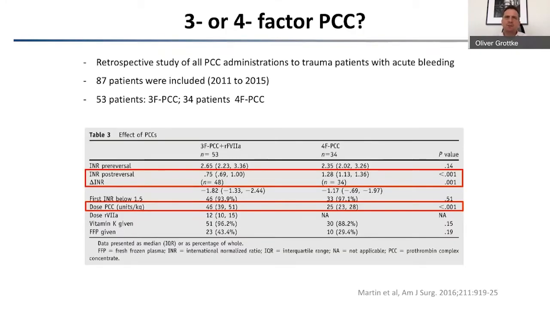So this is an older study, a retrospective analysis following a trauma and acute bleeding under VKA. 87 patients were included. And you can see that the 3-factor PCC, and this was pretty much the US approach, was also supplemented with recombinant factor 7A to substitute for the lack of factor 7 in the 3-factor PCC. And this cohort was compared to the 4-factor PCC. The INR post-reversal was a bit better in the 3-factor PCC. However, the units which were used here to achieve this result were much higher. And please also remember that here in the study, 3-factor PCC was supplemented with factor 7A.